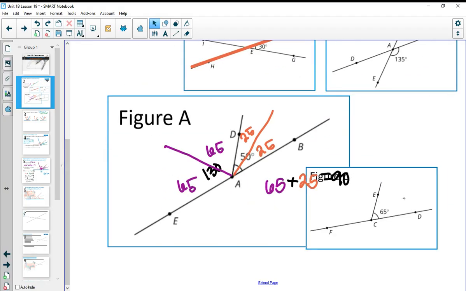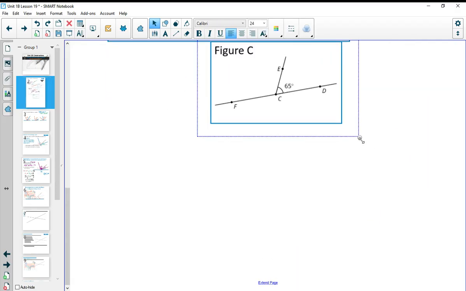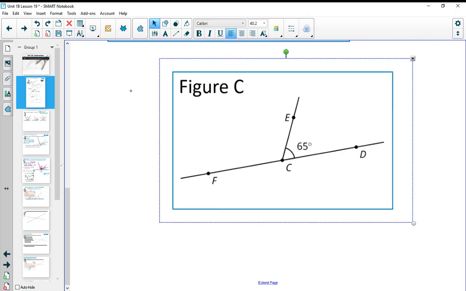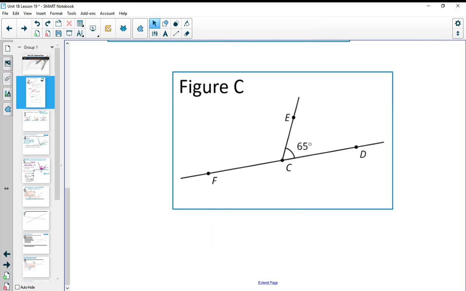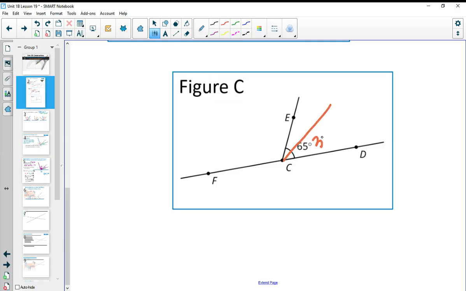Obviously, that doesn't prove it in all cases. That was why we put the variables in with it. So if we did it again in this one, now we have a 65-degree angle. And so if we cut that one in half, that's going to give us 32.5 for each half of this angle. So 32.5, 32.5.